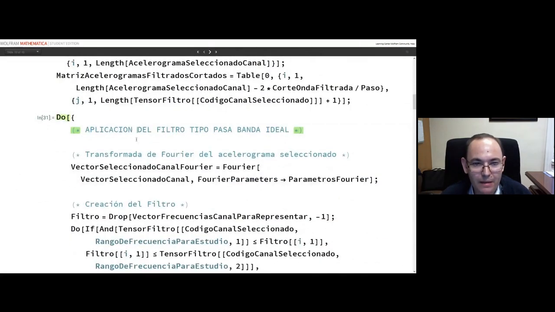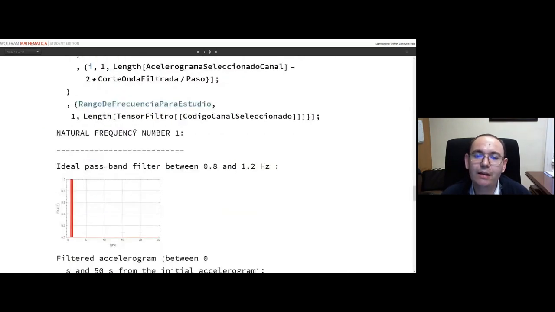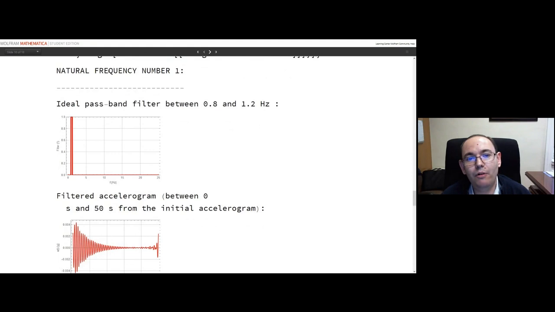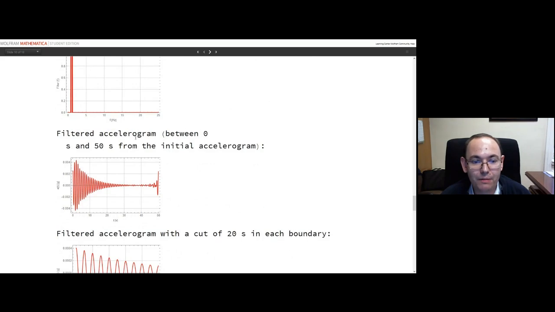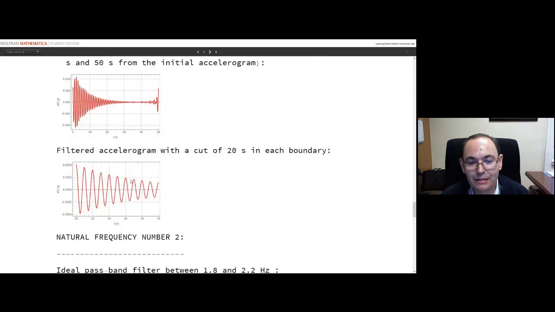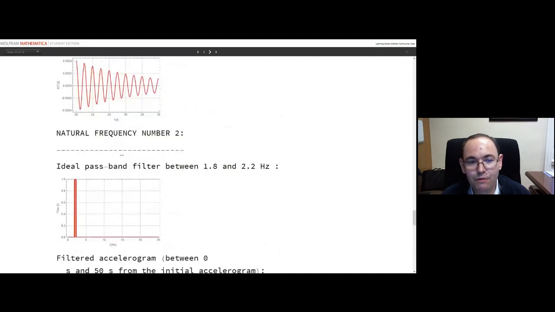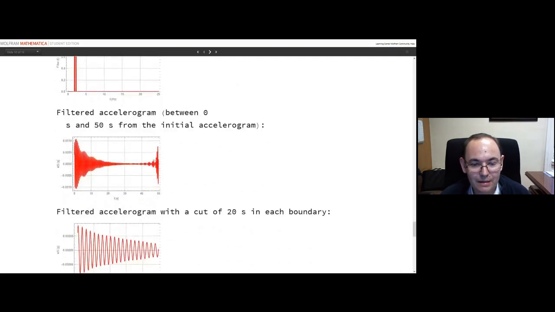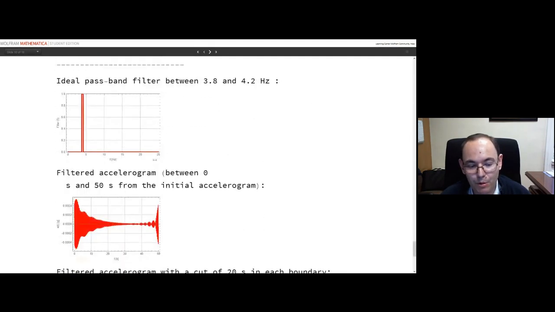And we will apply the filters here. So we obtain here, for each natural frequency, here natural frequency number 1, the plot of the ideal passband filter between 0.8 and 1.2 Hertz, the filtered accelerogram without any cut, so from 0 to 50 seconds, and we will get the central part here, from 20 to 30 seconds in the accelerogram. And the same for natural frequency number 2, and the same for natural frequency number 3.